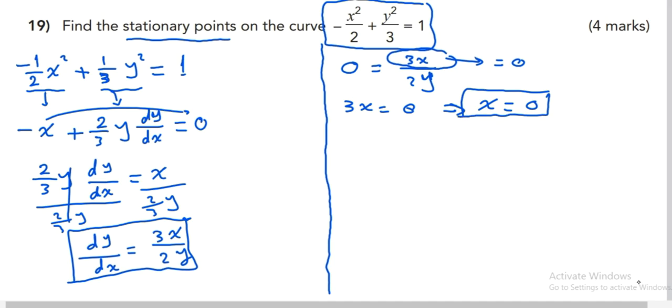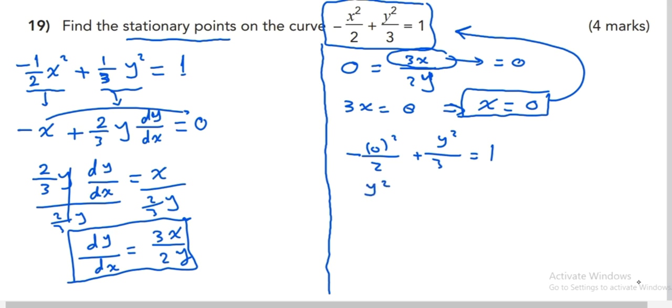What if we want to find y coordinates? We will substitute the value of x. In which expression? To find any coordinate, x coordinate or y coordinate, we have to substitute in the original function, not in the first derivative, not in the second derivative. So here, as we put x equal 0, we'll find the values of y.